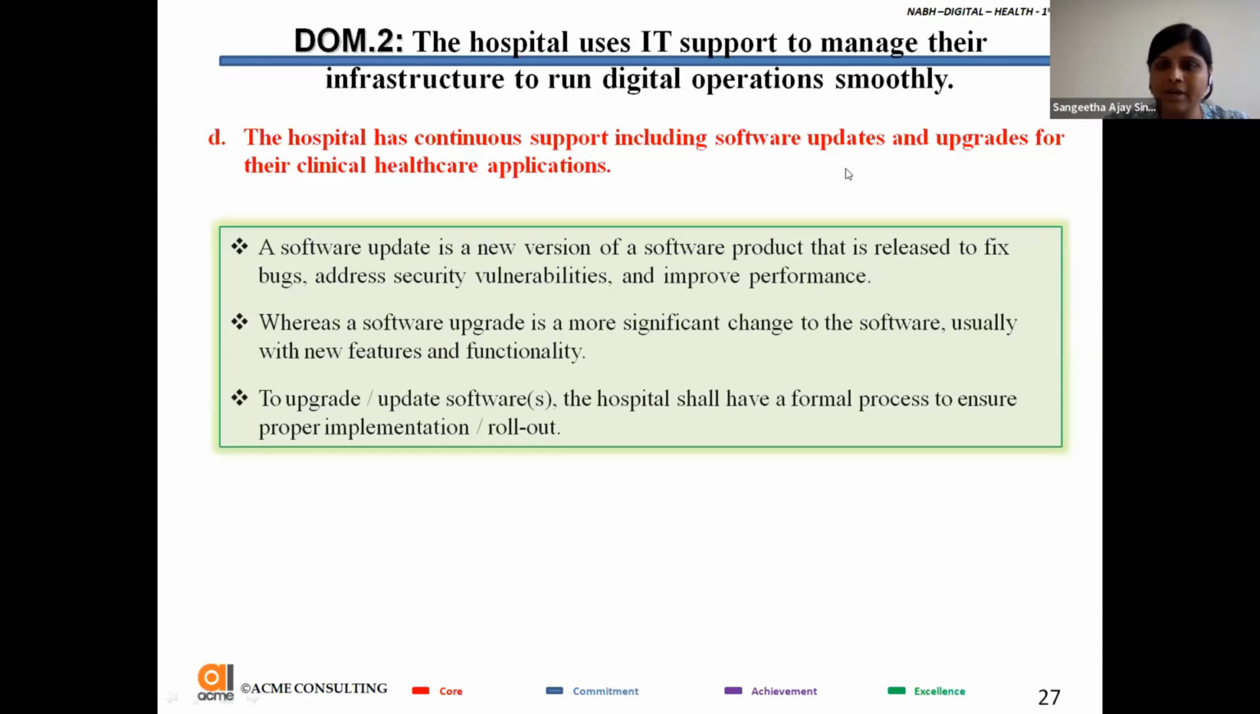Continuous support, including software updates and upgrades for the clinical health application. What it means is that the software needs to be regularly updated. Upgrading the software ensures the HMIS is up to date with the latest security patches, fixes bugs, prevents data breaches, and ensures the HMIS runs smoothly. In addition, software upgrades very often introduce new features and functionalities to the system.